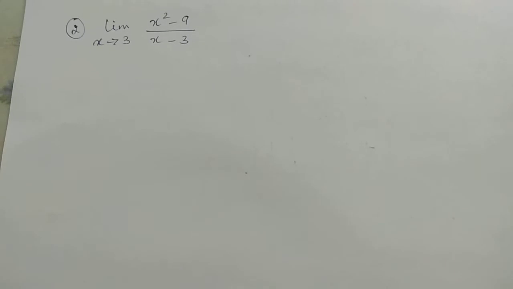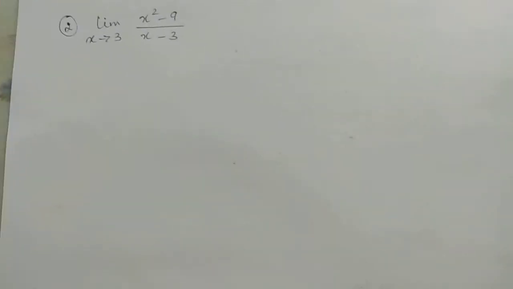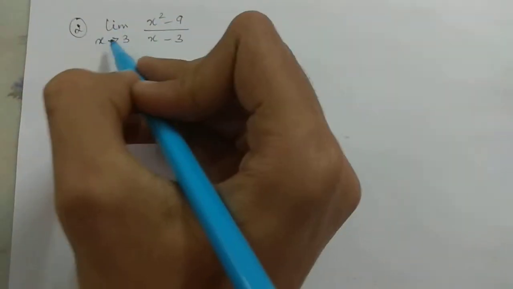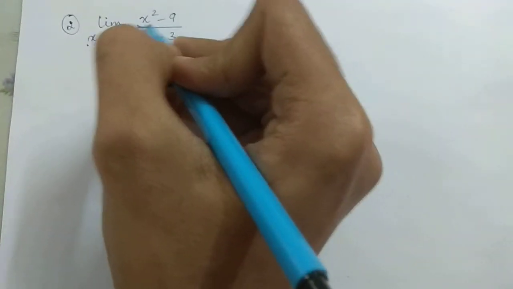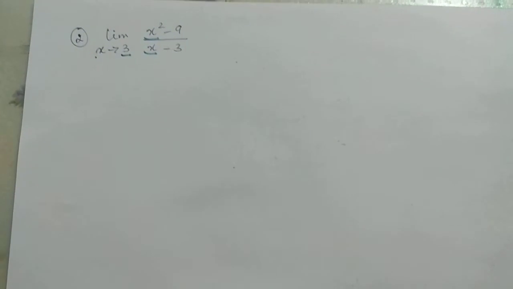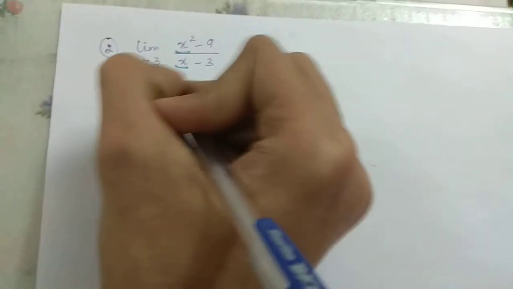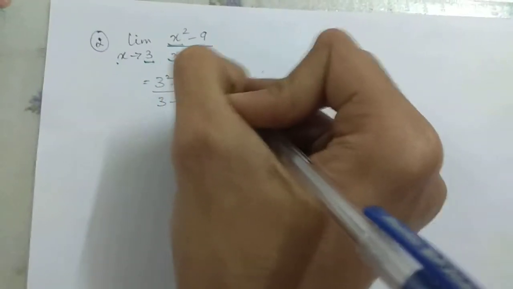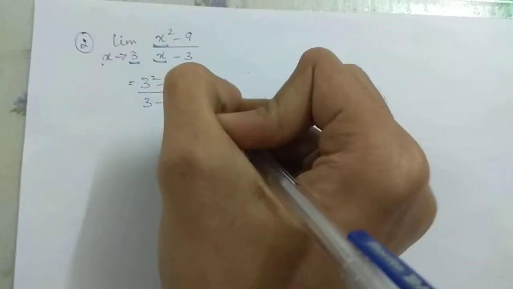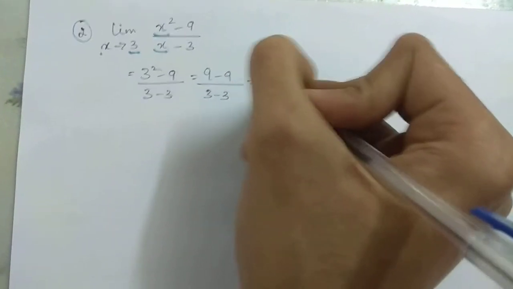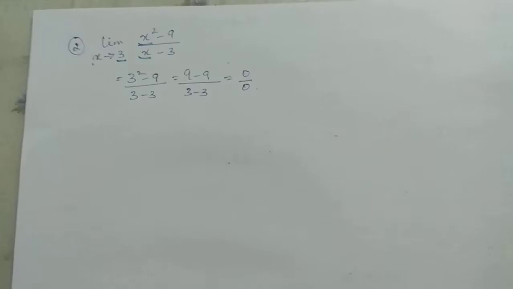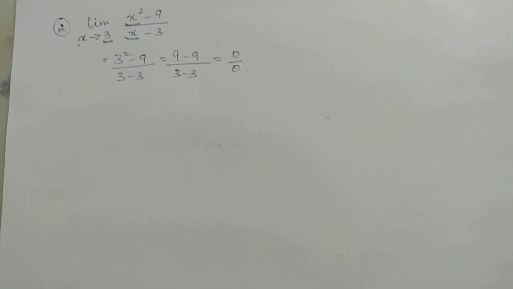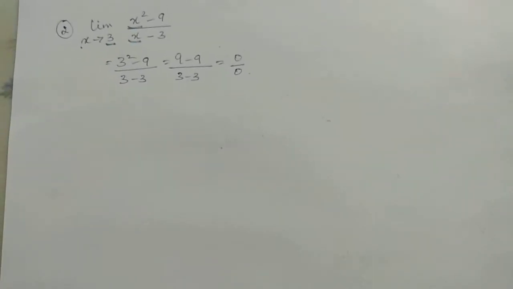Here's another question. So first, using direct substitution method, let's try to solve the problem. So x is tending to 3. Wherever you have x, substitute it with 3. So this becomes 3 square minus 9 divided by 3 minus 3, 9 minus 9 divided by 3 minus 3, which becomes 0 divided by 0. This is an indeterminate form. Whenever you have an indeterminate form, you cannot use direct substitution method.